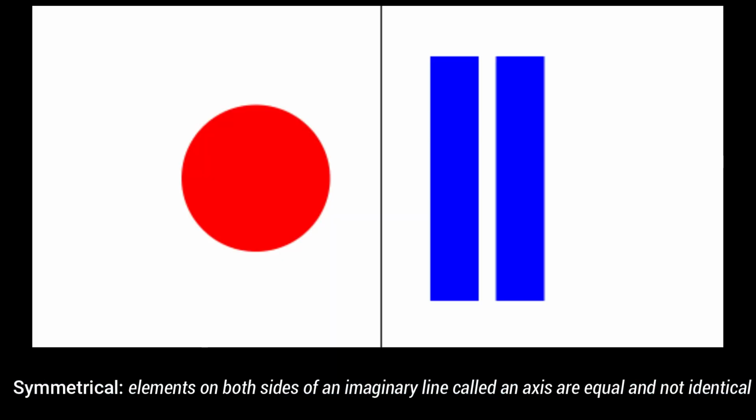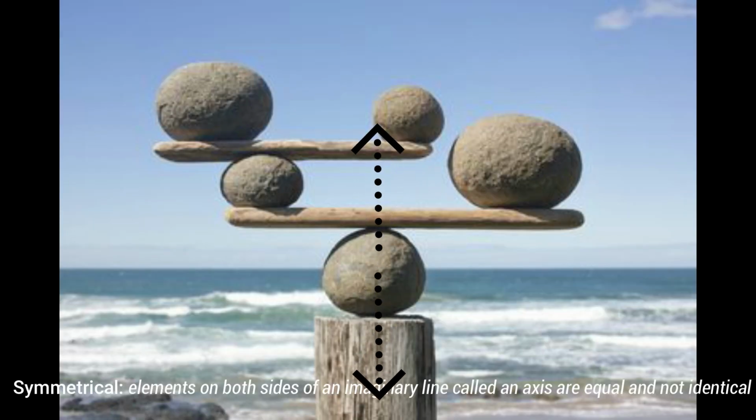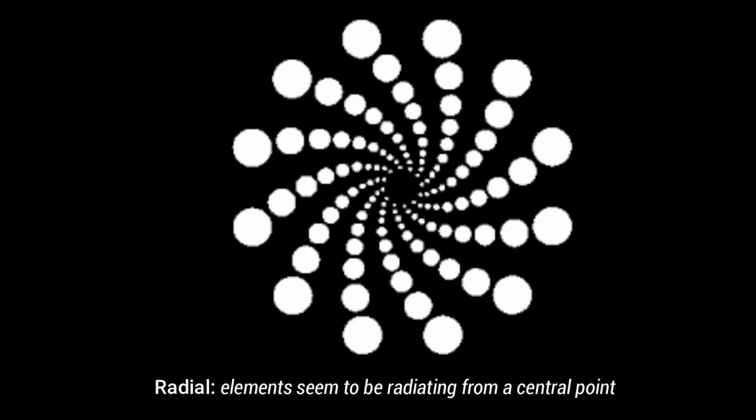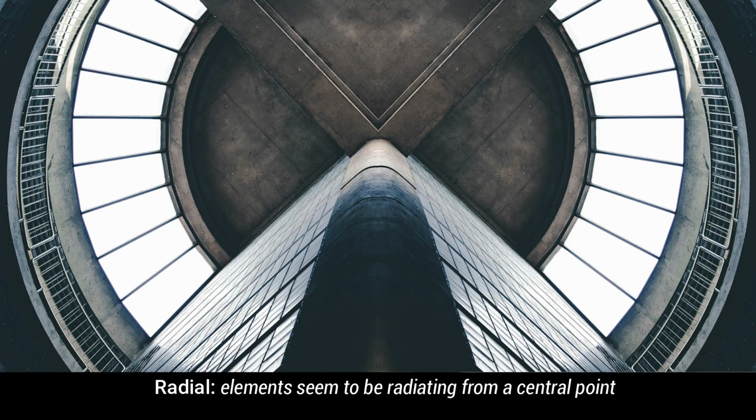In asymmetrical balance, you have an imaginary line cutting a composition into two parts which are equal, but the elements on both sides are not identical. And in radial balance, this is where the elements seem to be radiating from the center.